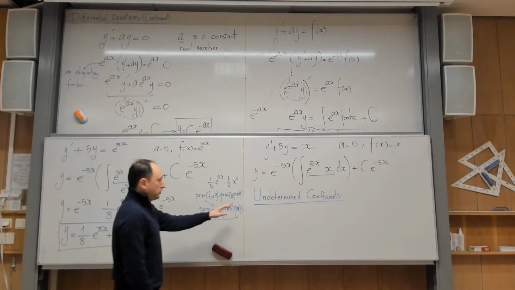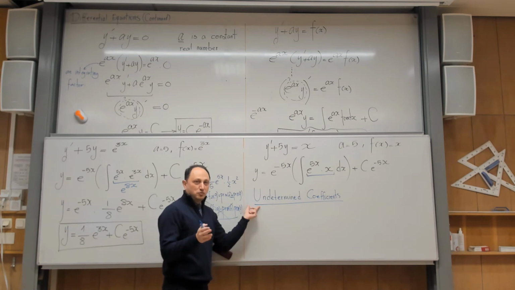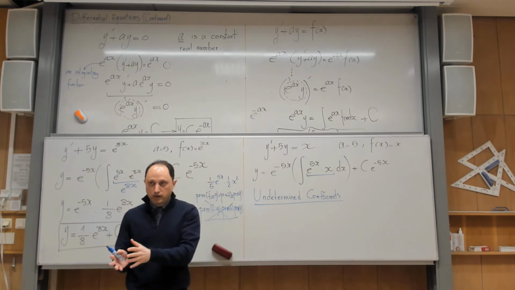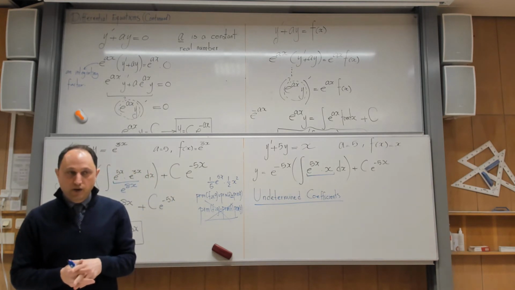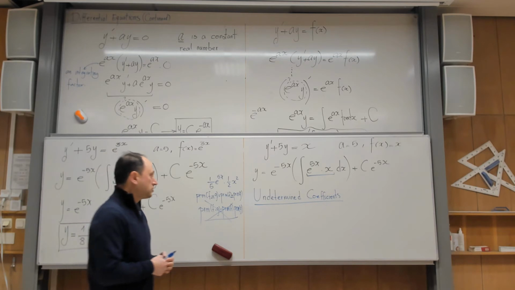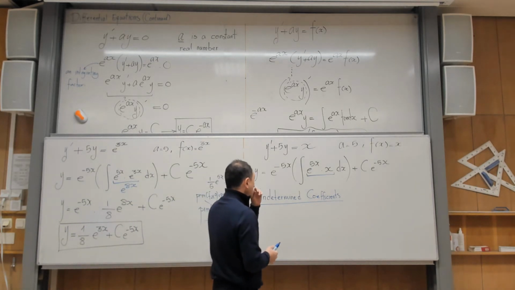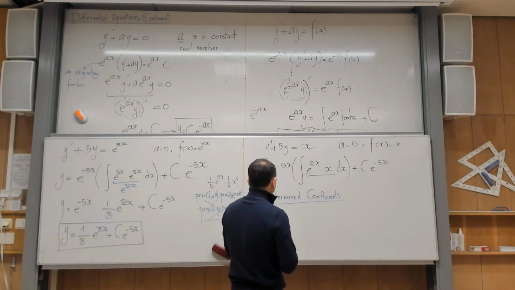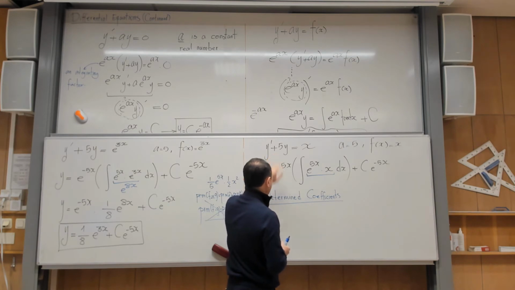So undetermined coefficients, don't think it is a completely systematic method. It's a combination of guesswork and calculation. But I would call it an educated guess, not just a random guess. Okay? So what is the educated guess? You see, I am looking for a function here.